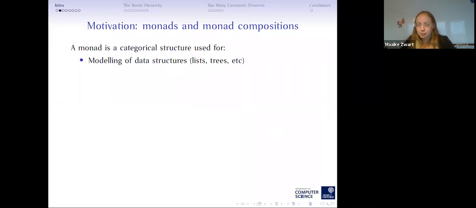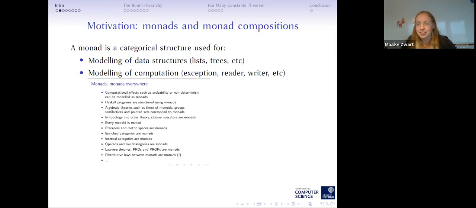So very quickly, monads are categorical structures that are used throughout computer science. They're very useful for modeling data structures, such as lists and trees, but they're also good for modeling computational effects, especially in functional programming. Monads are really used for this. And there's lots of examples.